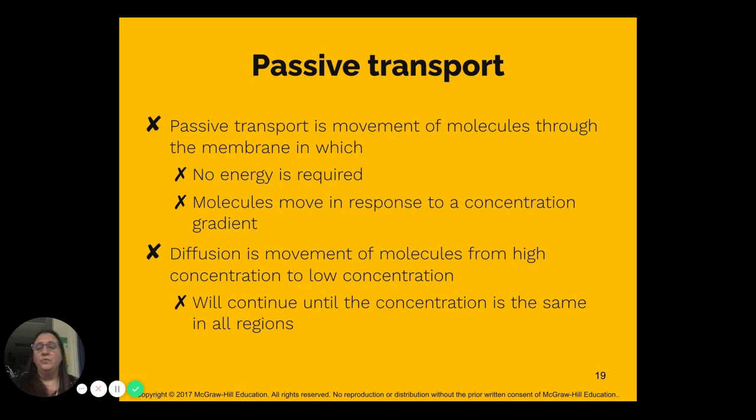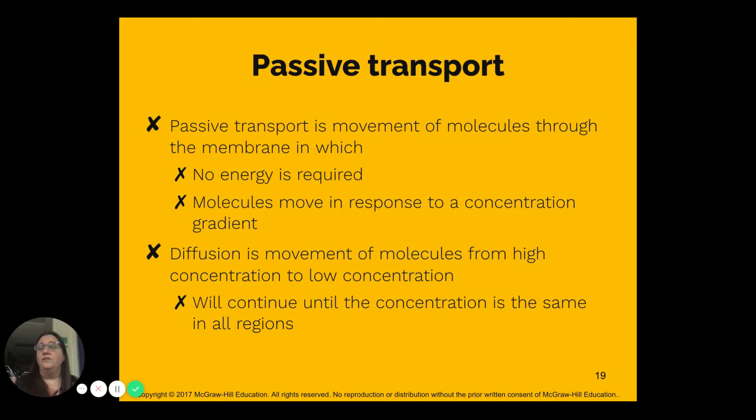So it's going to be the movement of molecules through a membrane, and it's not going to require energy input from the cell. So the cell doesn't have to give anything in order for this movement to happen. The molecules are going to move in response to that concentration gradient. So in nature, things flow from a high to a low. So they're going to want to move from where there's a lot of it to where there's a little bit of it. That's a type of diffusion, and diffusion is just that movement of molecules from a high to a low.